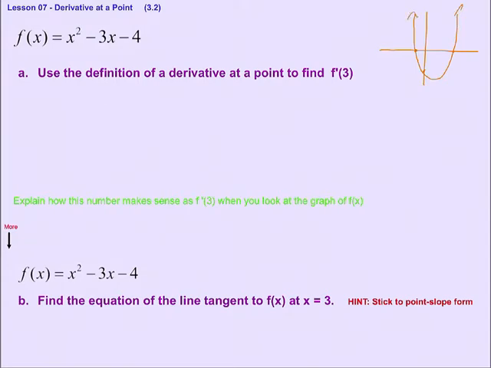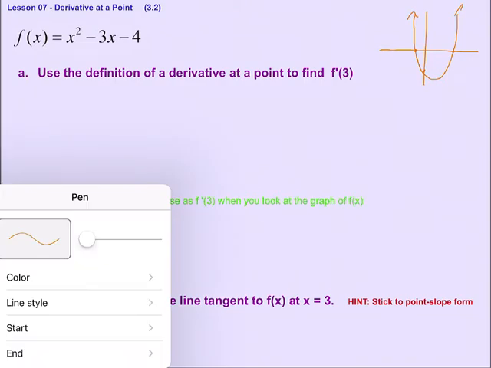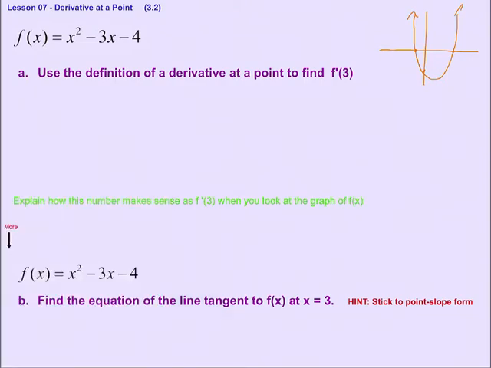So we're going to use the definition of derivative at a point to find f prime of 3, and just a quick visualization of what f prime of 3 means, it would be, like we said in the last video, the instantaneous rate of change when x is 3. Well, when x is 3 on this function, the point is actually 3, negative 4. It's worth taking a quick second just to figure out what that would be. That's 9 minus 9 minus 4.